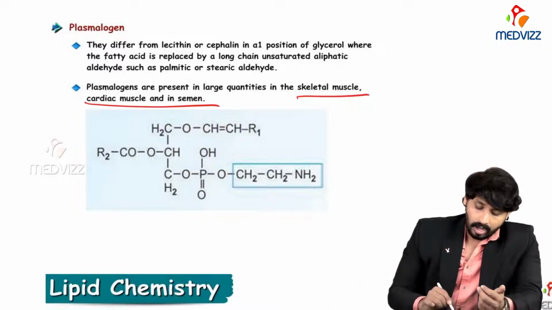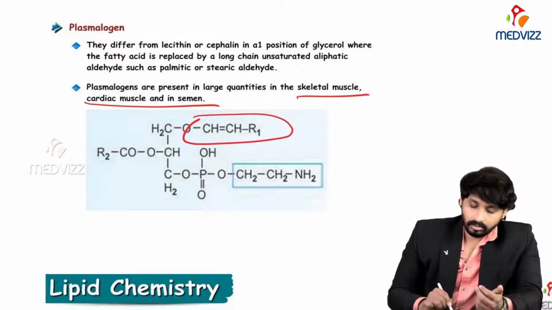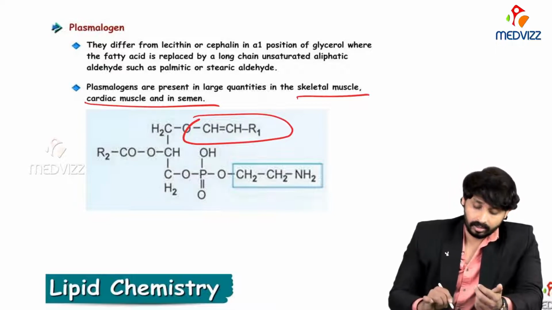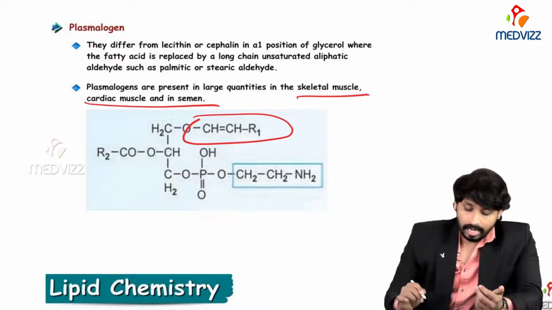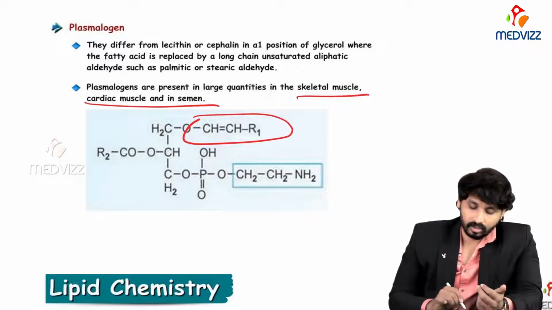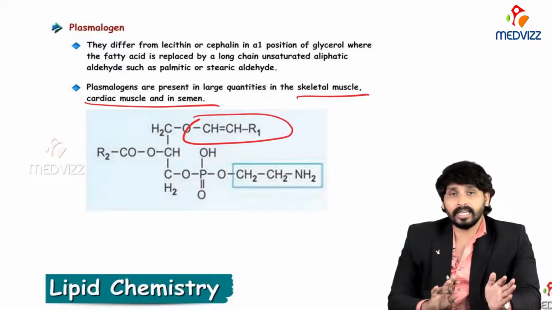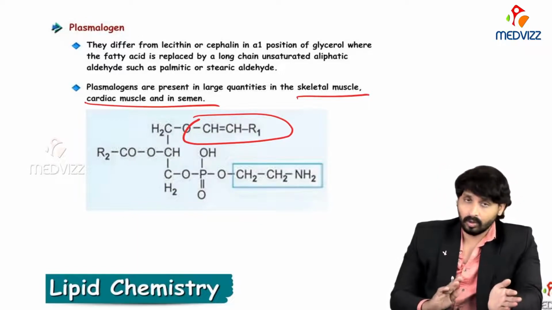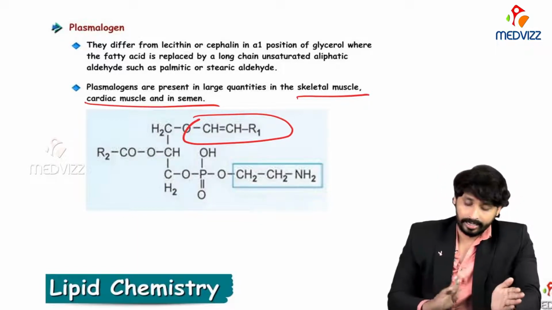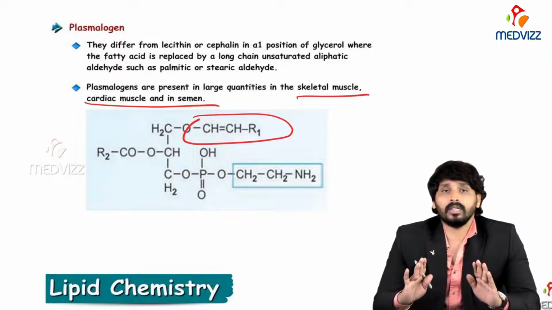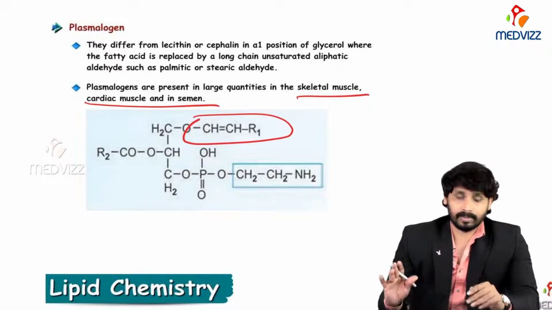You see here at the first carbon of glycerol, a long chain unsaturated aliphatic aldehyde is attached. In place of an ester linkage, you are seeing an ether linkage here. That is the difference of plasmalogen among all glycerophospholipids.